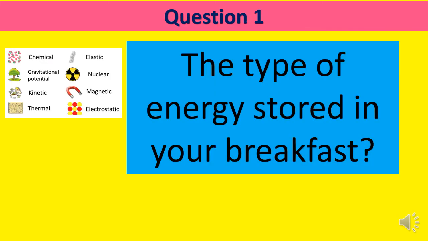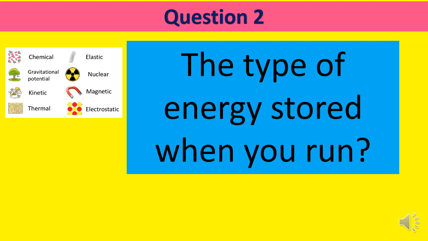Okay, so question 1. The type of energy stored in your breakfast. What do you think it is? Either write it down or shout it out. 3, 2, 1. Well done if you said chemical. Okay then, question number 2. The type of energy stored when you run. Write it down or shout it out. 3, 2, 1. Well done if you said kinetic.